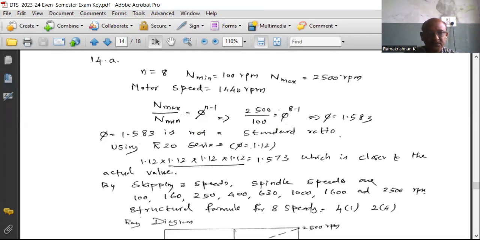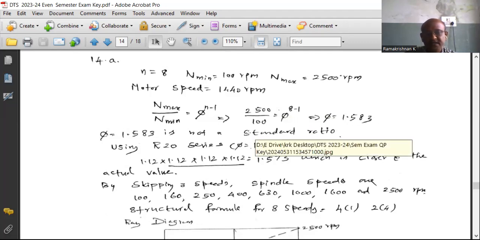The formula, as you know, n max by n min equals phi power n minus 1. Here the maximum speed is 2500, minimum speed is 100. So phi we have to find out, where n is the number of output speeds, that is 8, minus 1. So from this relation we can find phi is 1.583.